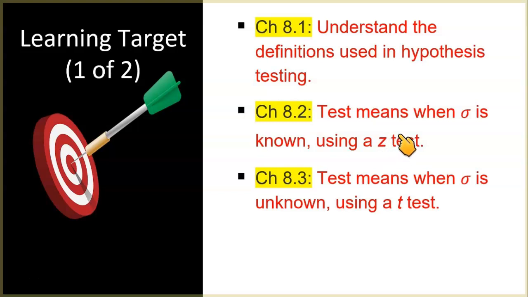So if you think about Chapter 7, we talked about confidence intervals, and there was a z interval and a t interval. So more or less, the concept is very similar, except we're not constructing a confidence interval. Everything is based on, do we know the standard deviation of the population? And if we do, then we can perform a z-test. If we don't, in 8.3, we'll look at a t-test.